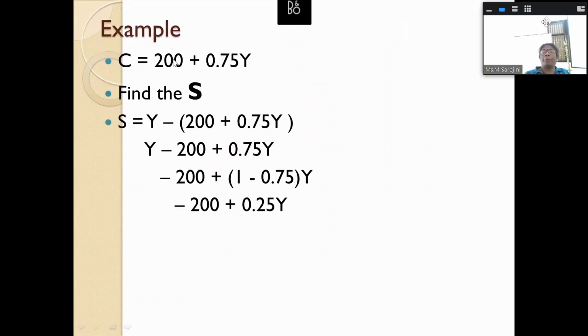Right. This is the numerical example. How can you derive the saving function from the consumption function? Here the consumption function is given as C equals 200 plus 0.75Y. And from this consumption function, you can derive the saving function.